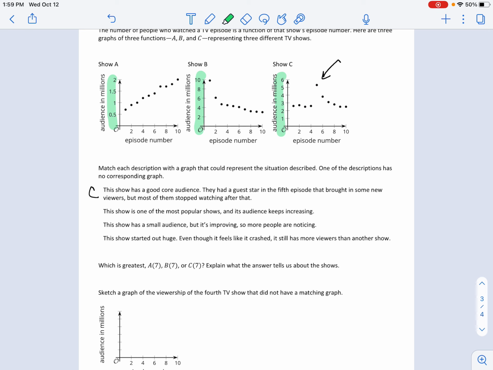It says this show has a small audience, but it's improving so more people are noticing. Well, show A, if you look at the scale on the y-axis, it definitely starts with small numbers, and it's improving so more people are noticing from 1 week to the next. So you can see that does represent that. So I think that we could call that description show A. And then the last one.